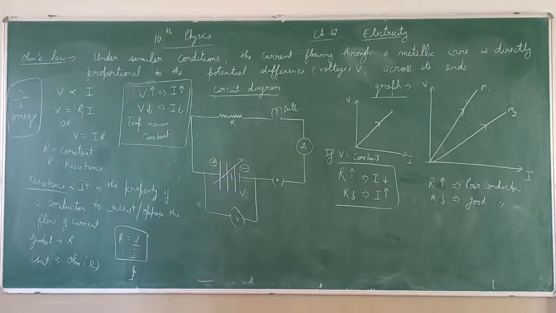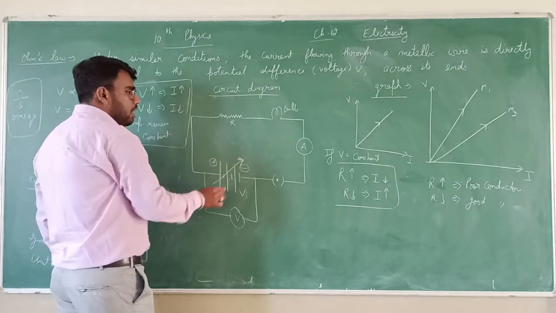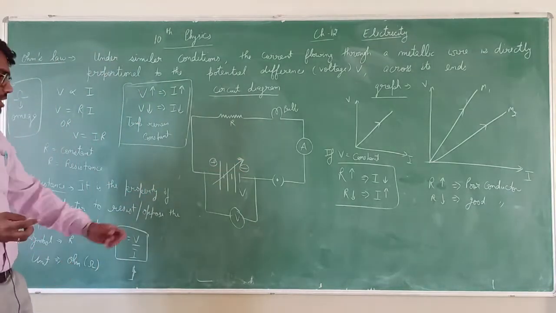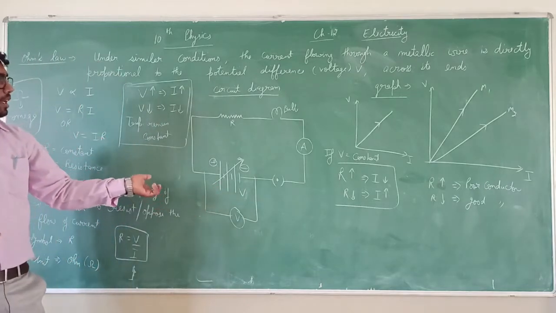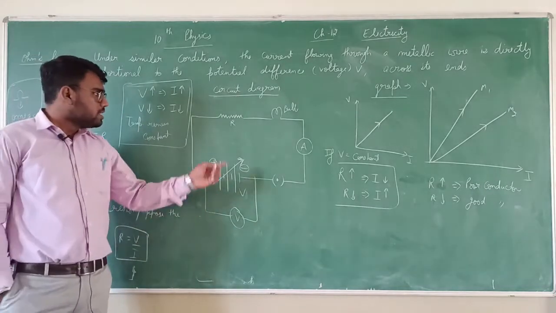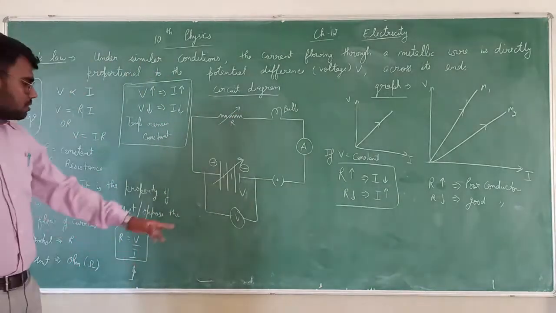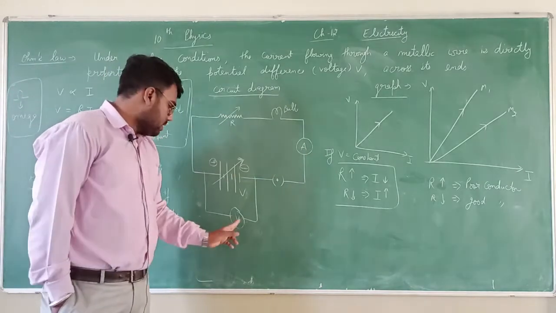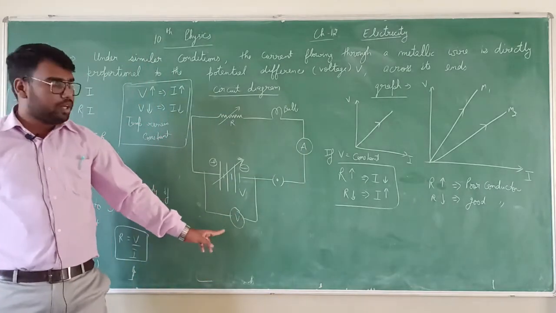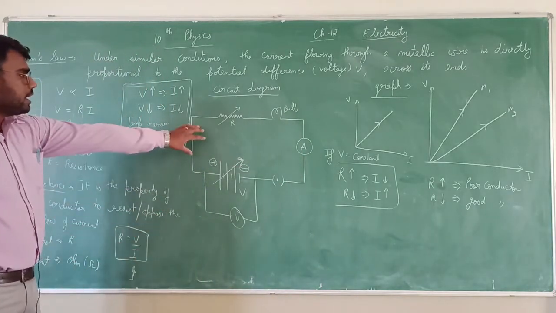Now let us discuss this circuit diagram. This arrow shows that we can change the amount of potential difference. That means there is a knob, and by rotating that knob we can change the potential difference. Similarly we can change this resistance also. This is called a rheostat. When we increase the voltage, current will also increase. This is a voltmeter to measure the voltage, and this is an ammeter to measure the current. So this is the circuit diagram for this question.